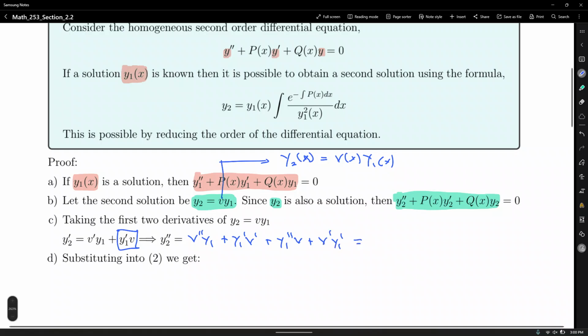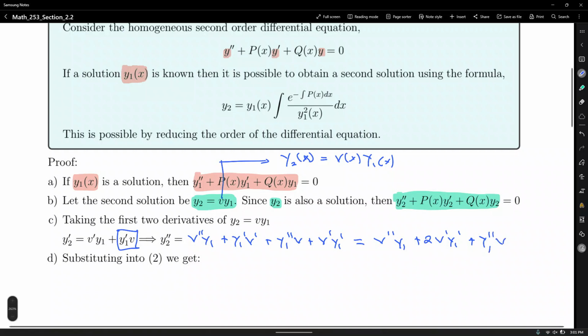Notice in this case there are like terms that I would like to combine: the y1 prime v prime and the other y1 prime v prime as well. So we're going to end up with v double prime y sub 1 plus 2 v prime y sub 1 prime plus y sub 1 double prime v.